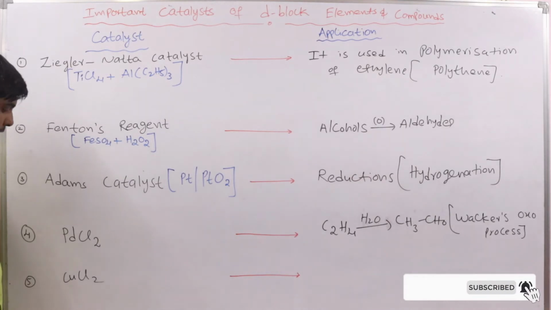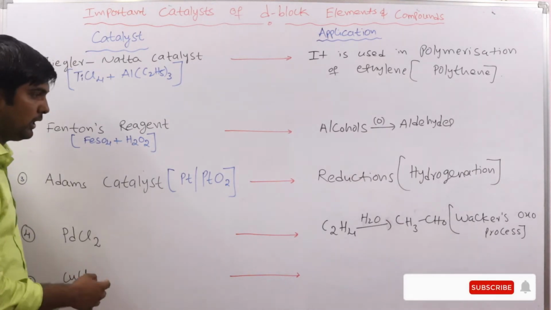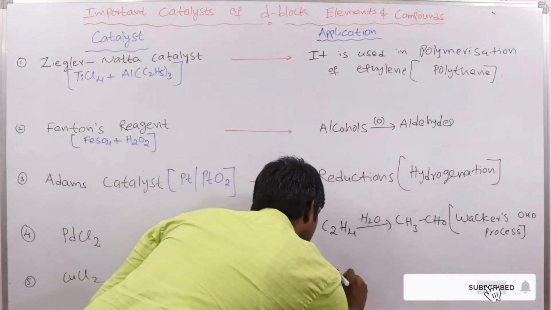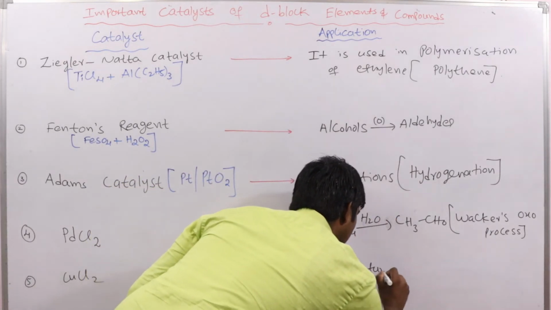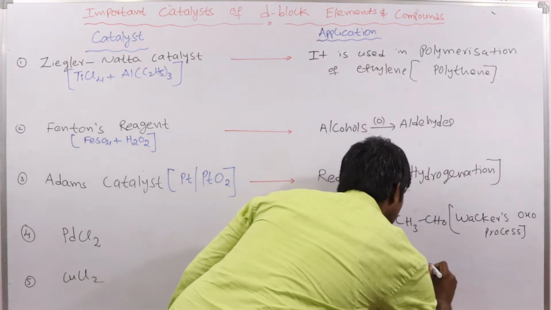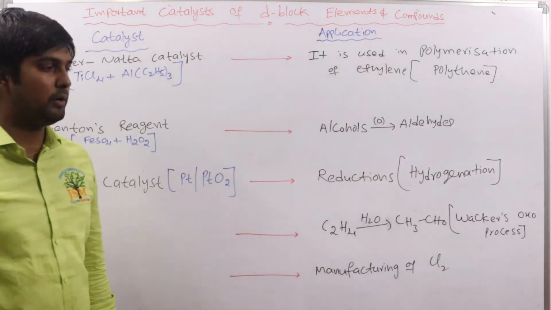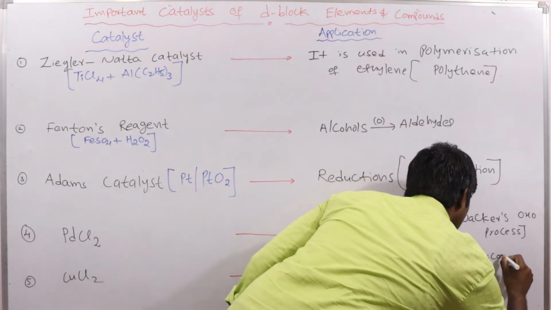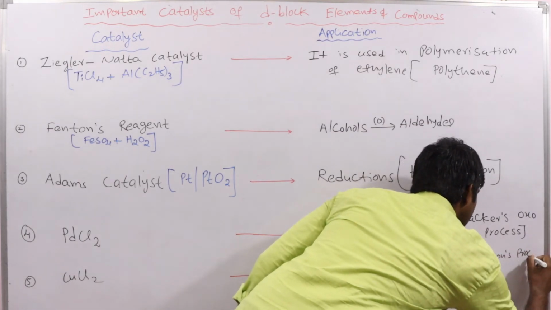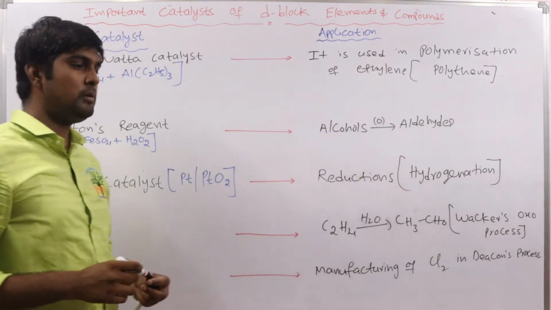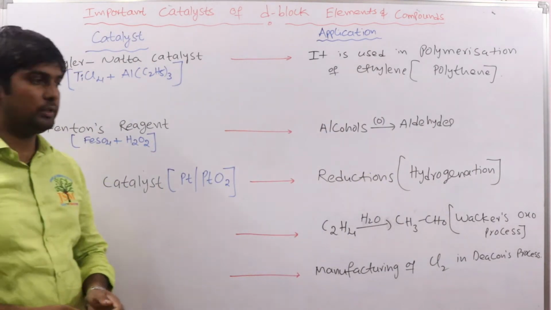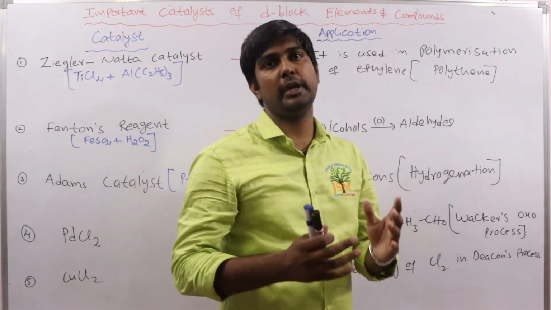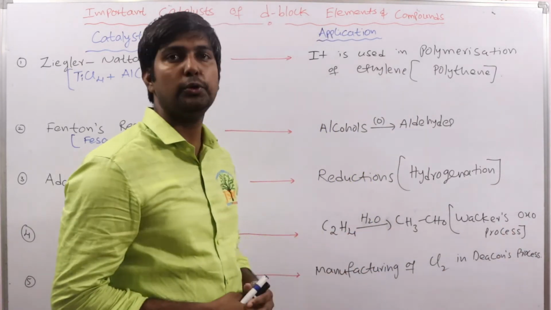PdCl2. Next, CuCl2, cupric chloride, and its application is that it is used in the manufacturing of Cl2, chlorine, in Deacon's process. So CuCl2 is used in the manufacturing of chlorine in the Deacon's process from HCl, that we discussed in the 17th group elements also.